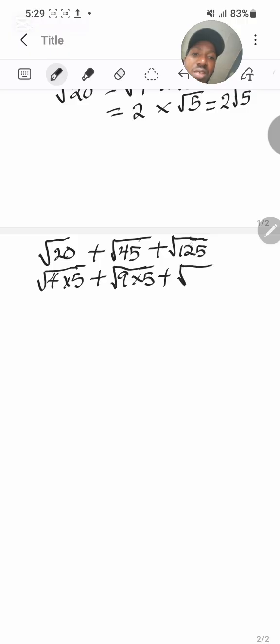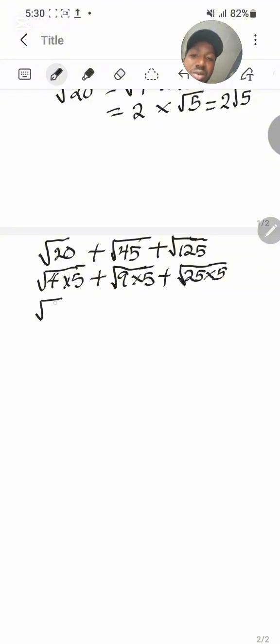Now, 125, the same thing. If I use 2, it cannot go, so I can't use it. 3 cannot go. If I try 5, 5 in 125 is going to give me 25. So I can easily say this is the same as 25 times 5. So from what I said, these are the rules of surds.